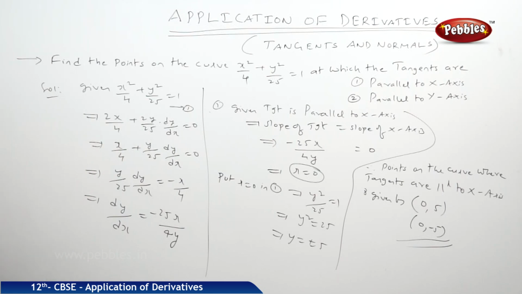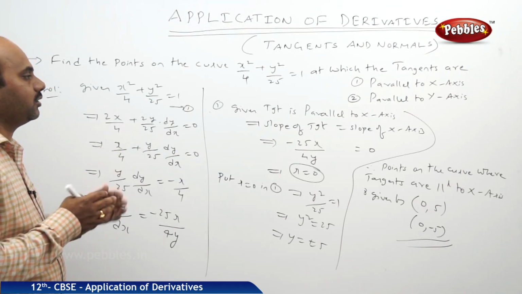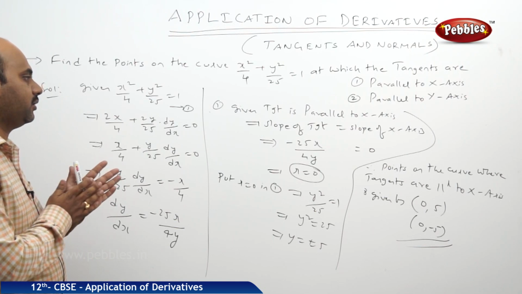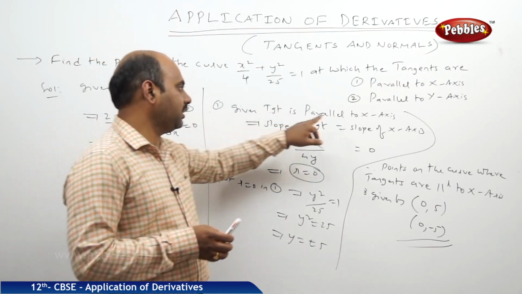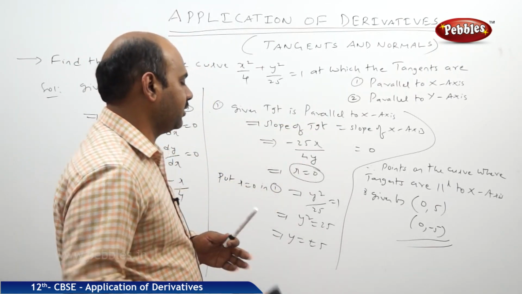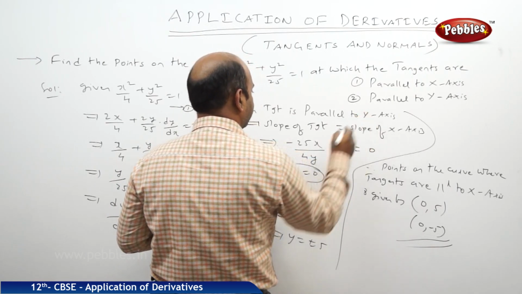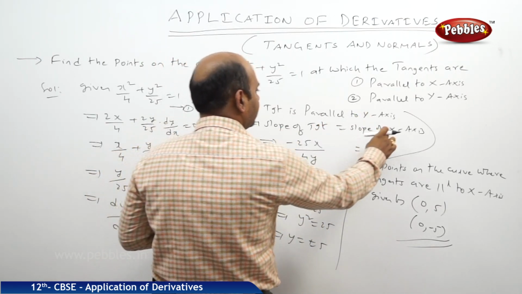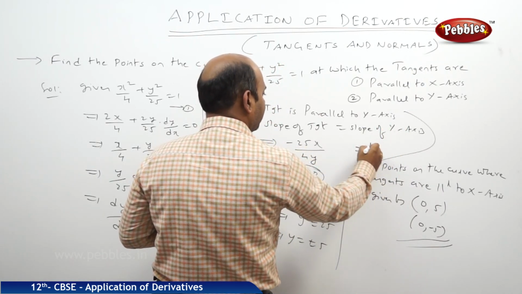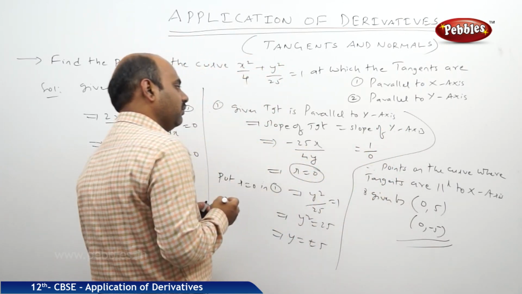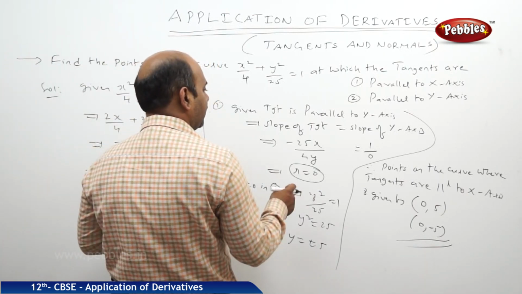I think you are clear with this. Now, in the second question, what is it telling? Parallel to y-axis. Given tangent is parallel to y-axis. That means slope of the tangent is equal to slope of y-axis. Slope of y-axis is always undefined. As it is undefined, I will be taking 1 by 0.